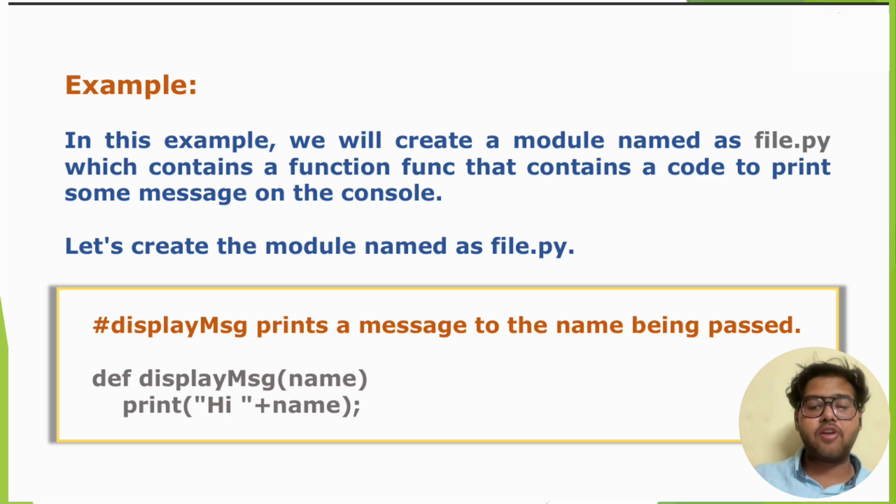For example, we will create a module named file.py, which contains a function that contains code to print some messages on the console. Let's create the module named file.py. So, display message prints a message to the name being passed.